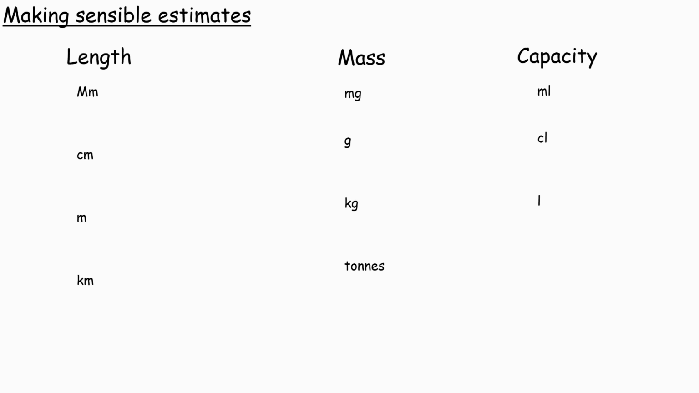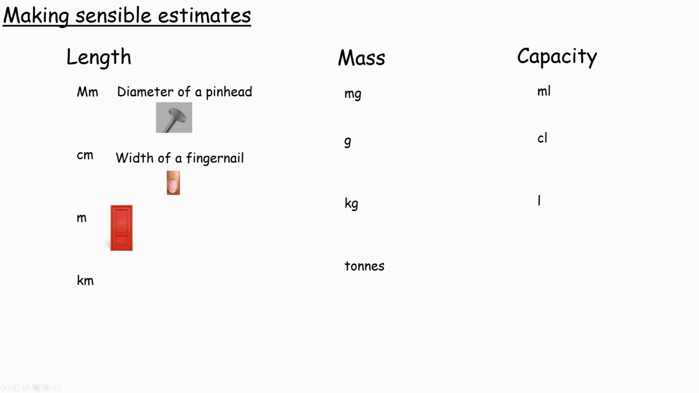In order to make sensible estimates, we need to know the rough size of some common measurements. To begin with, if we look at lengths, a millimetre is about the diameter of a pinhead. A centimetre is about the width of your fingernails. That's quite an easy one to check. A metre is about the height of a door. A kilometre is obviously 1,000 metres, but it's not the easiest thing to picture, really.